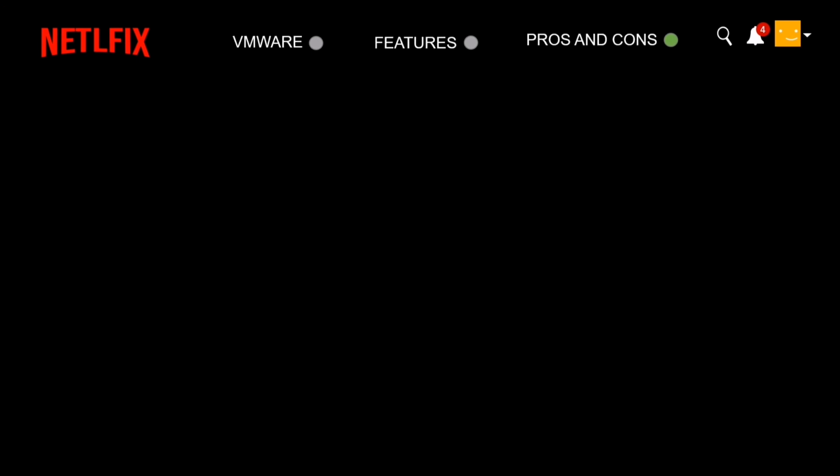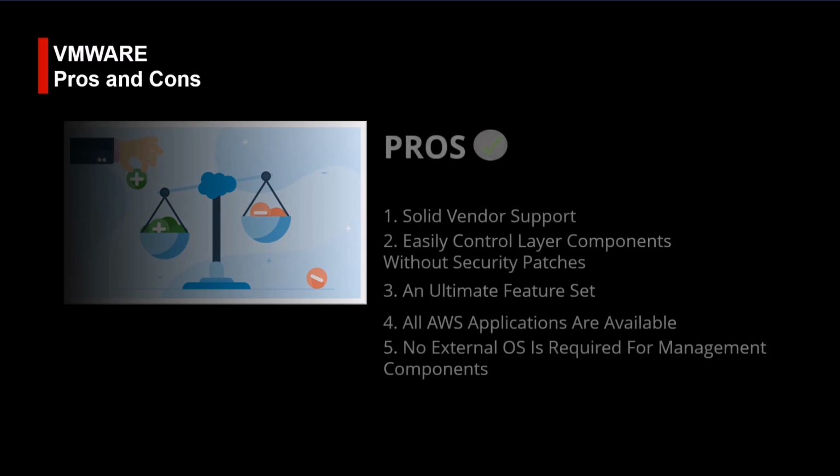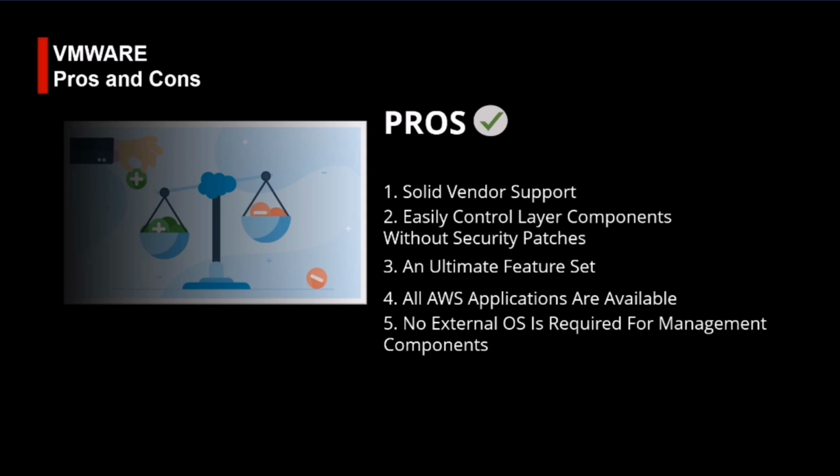The next one that we will discuss are the pros and cons of using VMware. The first pro of using VMware is that it has solid vendor support. Then, you can easily control the layer components without security patches. It is also an ultimate feature set. All AWS applications are available. Lastly, no external OS is required for management components.